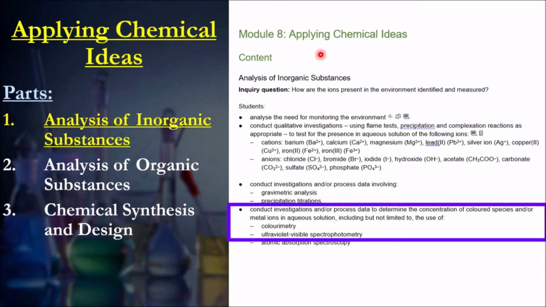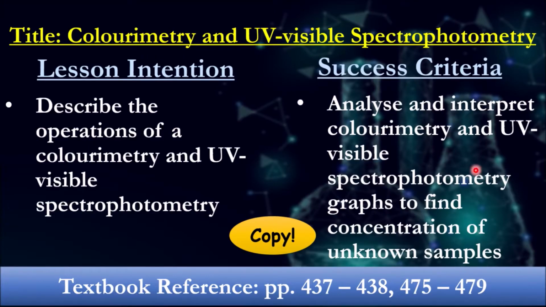Today we'll be covering Module 8, Applying Chemical Ideas. I'm going to be focusing on Inquiry Question 1, Analysis of Inorganic Substances, and we're going to be investigating a quantitative technique. The outcome or the lesson intention today is to describe the operations of colorimetry and UV visible spectrophotometry.